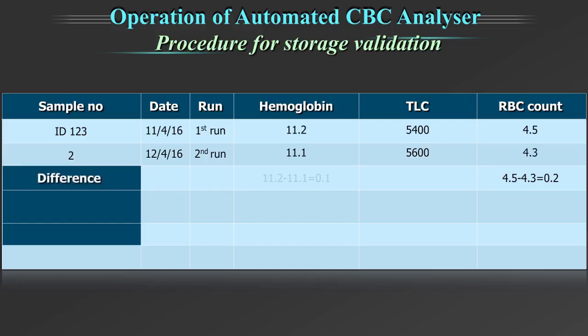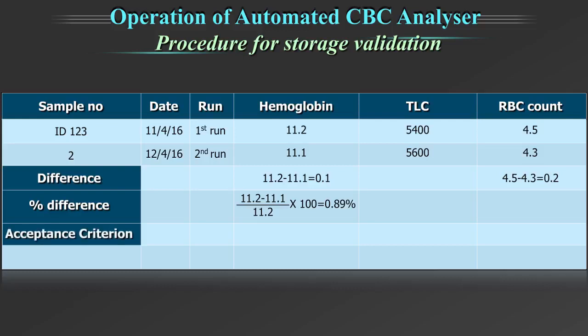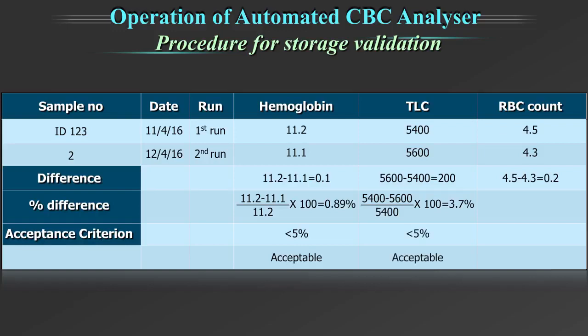The difference in the hemoglobin is 0.1, which is 0.89% difference, and the acceptance criteria is less than 5%. Therefore, this run is acceptable. In TLC, the difference is 200, which is 3.7% difference, which is less than the 5% acceptance criteria. So this run is also acceptable. Similarly, in RBC, the percent difference is 4.4%, which is again less than 5% and is acceptable.